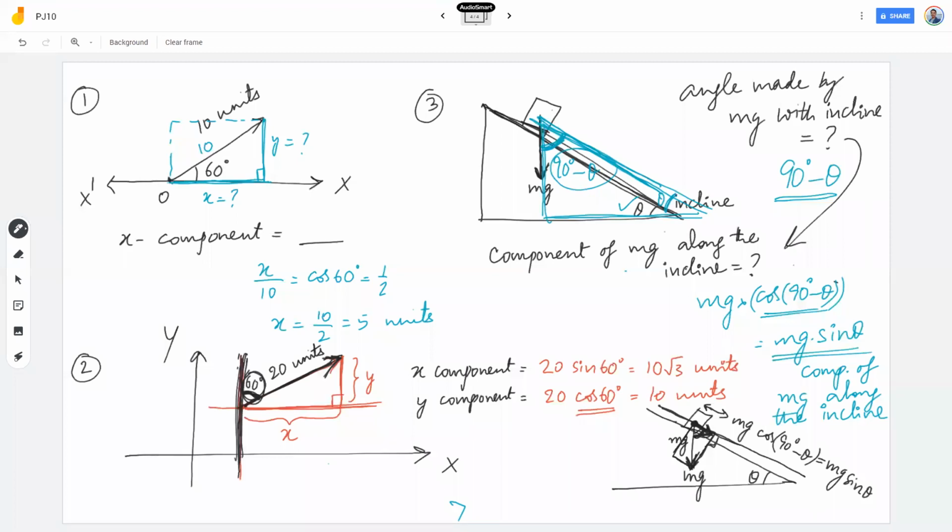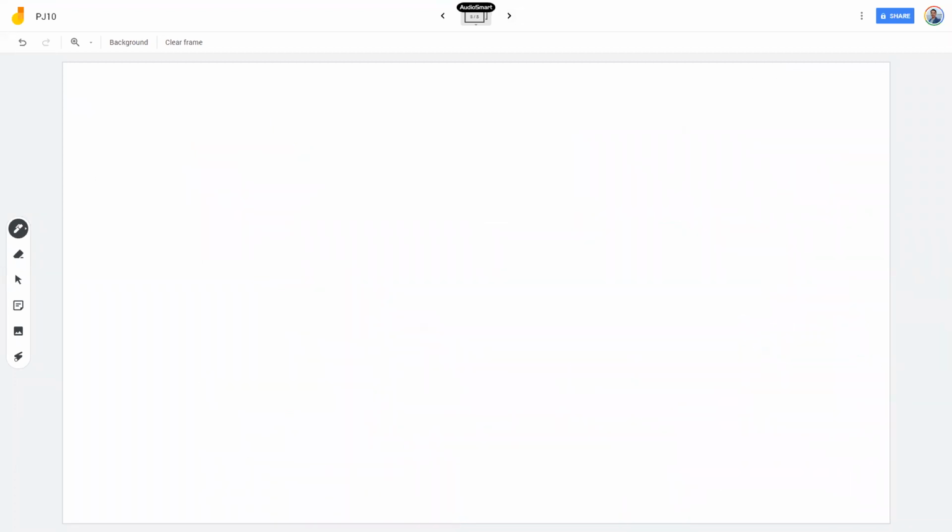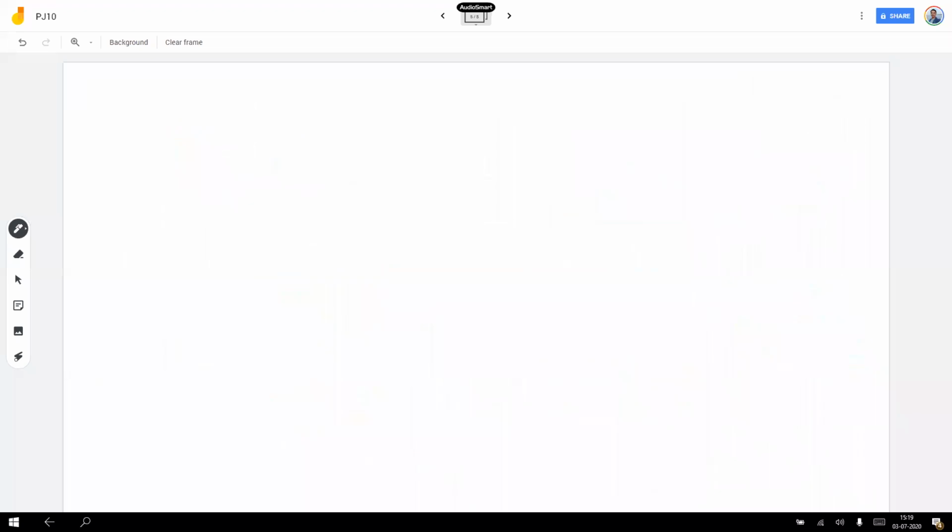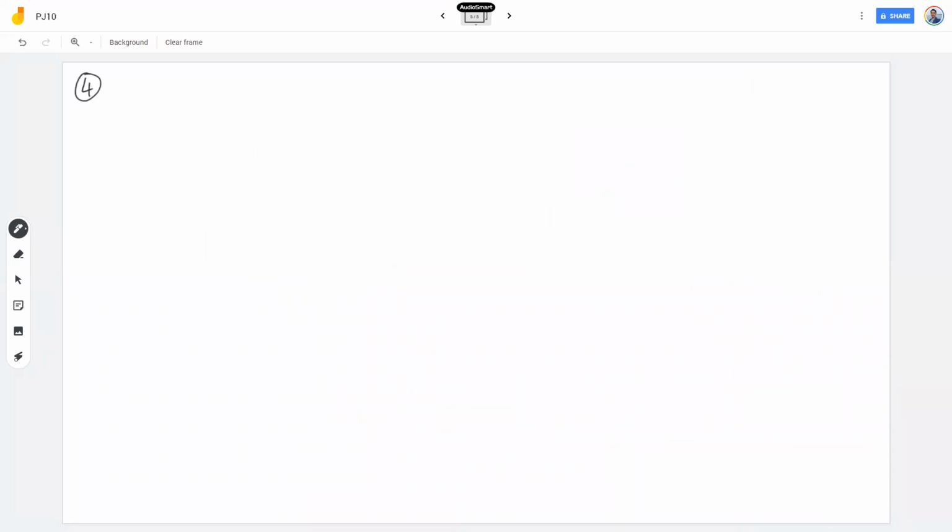So that is it. We'll do more questions on this. Components. It is important to understand this. There is no point in studying vectors if you can't understand resolution. Okay, components. I'll give you more questions.